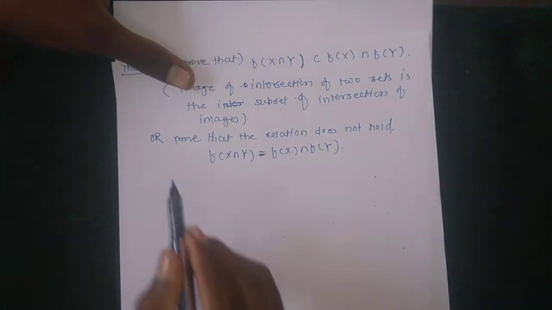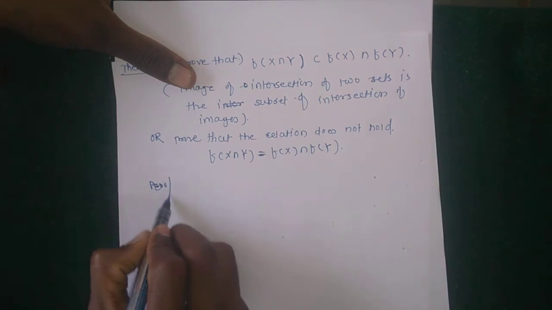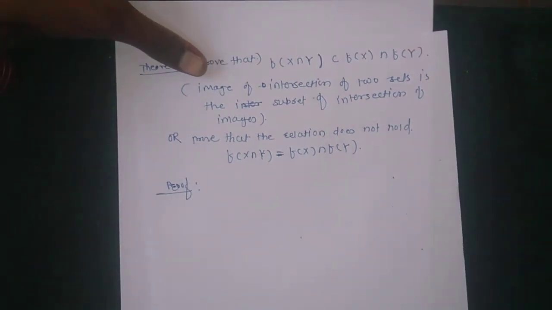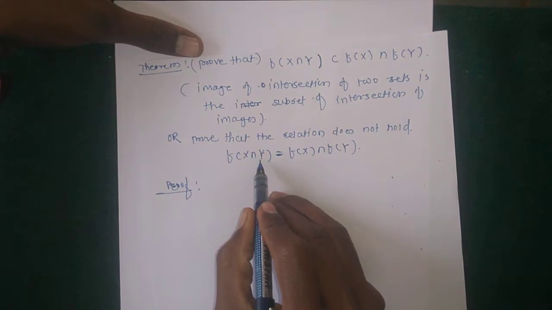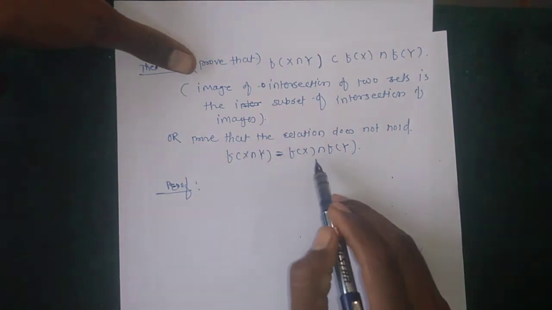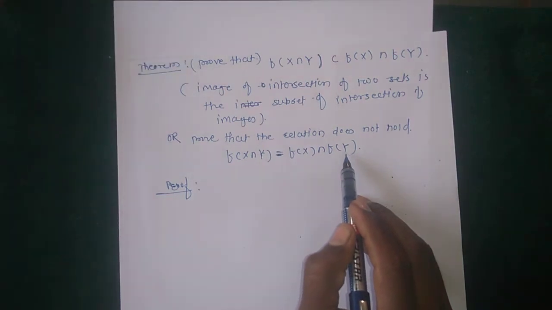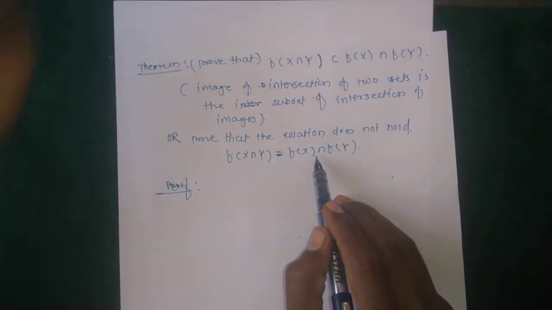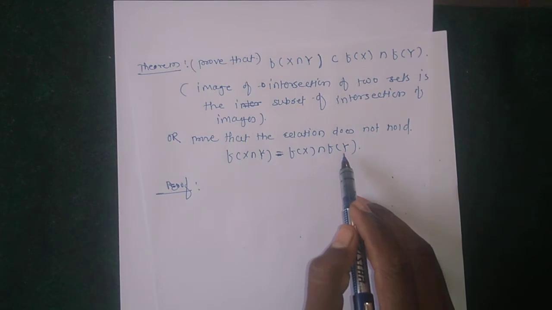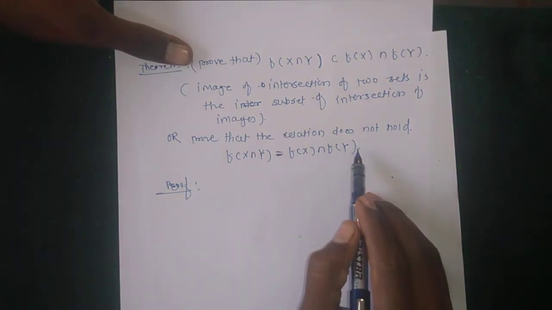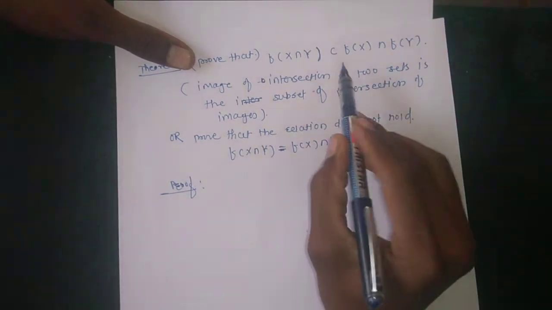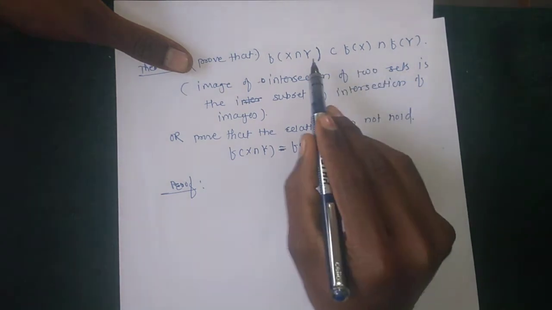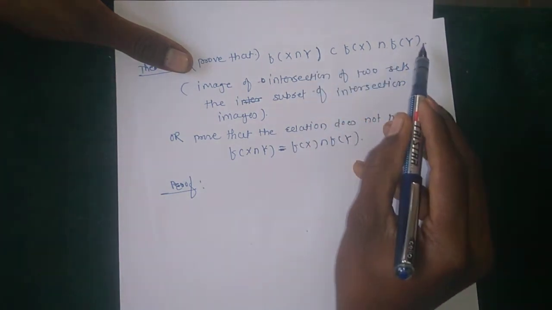So, the proof of this theorem. How do we prove this theorem? Here one part is similar to the previous theorem. Choose any one element from f of X intersection Y, and show that this element belongs to f of X intersection f of Y, meaning the image of X intersection the image of Y. So first we show that f of X intersection Y is a subset of f of X intersection f of Y.